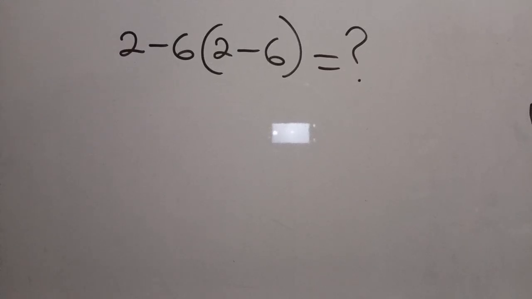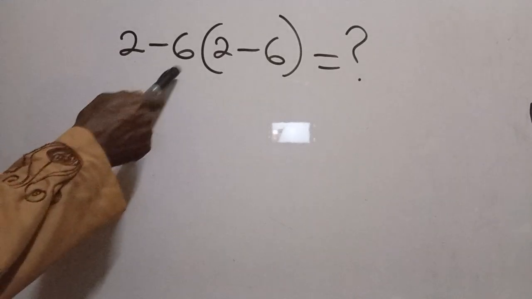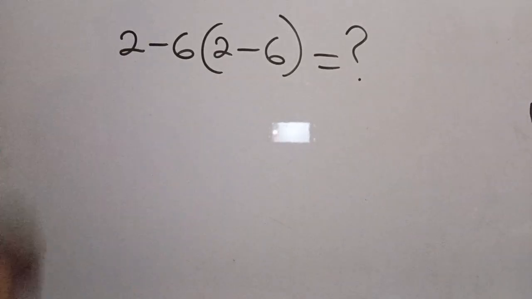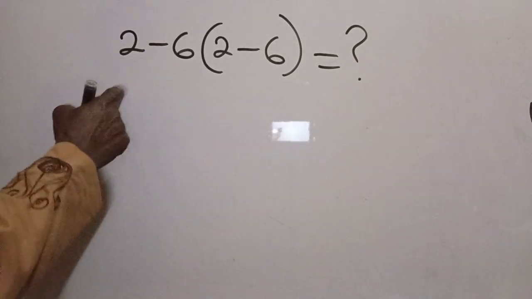Let us consider this algebraic equation. Now we want to find the result of 2 minus 6 into bracket 2 minus 6. Now, we say that 2 minus 6 is minus 4.